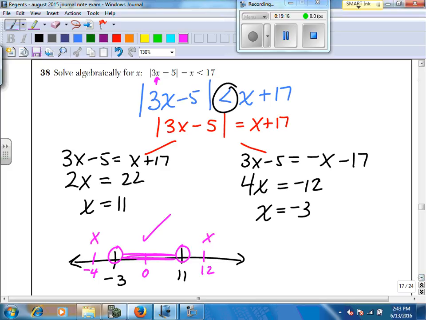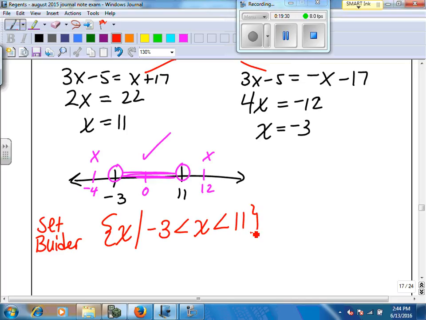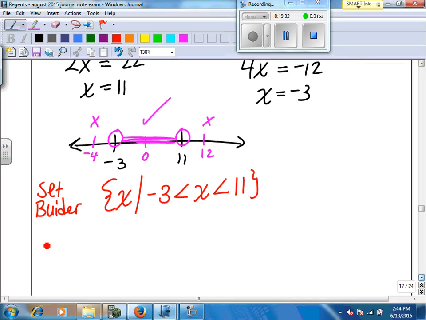It didn't tell us that we had to use interval or set notation. I'm going to show you both. If you want to do set builder, or if it tells you you have to do set builder, values of x such that negative 3 less than x less than 11. If you prefer interval notation, you would just put parenthesis, negative 3, comma, 11, and another parenthesis. Either notation is fine in this example because they didn't tell you you had to use one or the other, but sometimes they will say use this notation, set builder or interval.